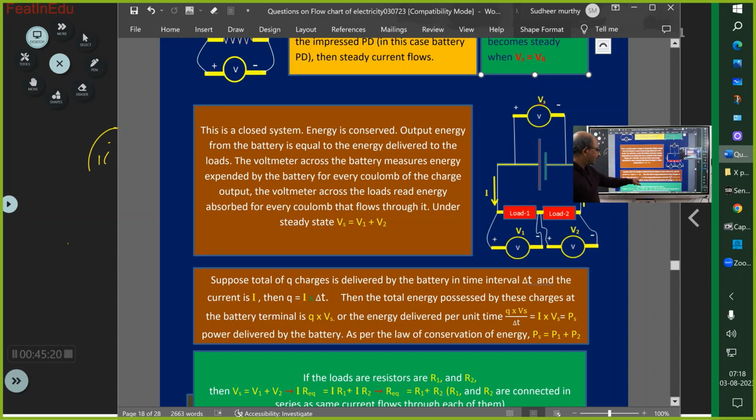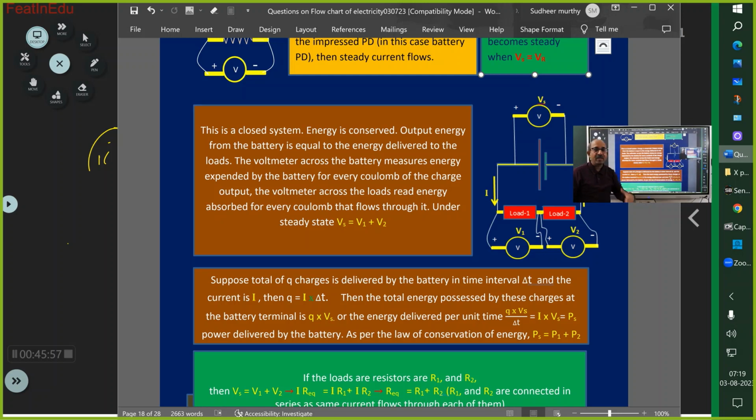So here, the energy delivered. The total energy possessed by the charges at the battery terminal is Q into Vs. So Vs you treat as the potential difference, or potential, of the positive terminal with respect to the negative terminal. Got it? The energy delivered per unit time will be what? Q into Vs divided by delta T. Now Q by delta T becomes what? Current I. So it becomes I into Vs. So energy per unit time becomes power. So V into I becomes P.